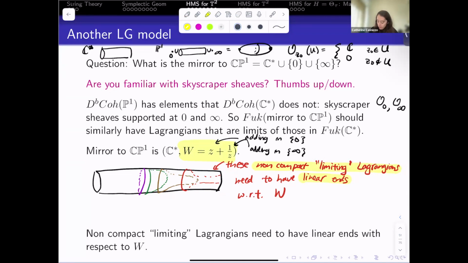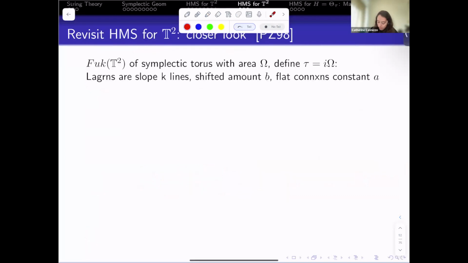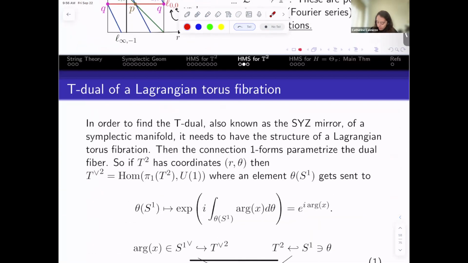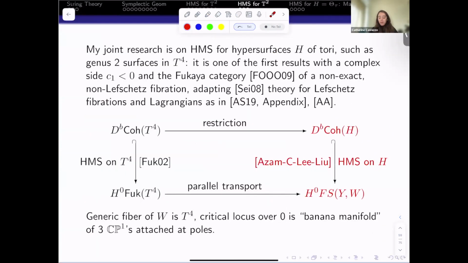Okay. So in conclusion, let me not go through this again. My work looks at hypersurfaces of tori. So we saw the T2 mirror to T2. I look at T4 and higher even dimensional tori and look at hypersurfaces in them. So it turns out that the genus 2 curve, this is the two-hole genus 2 surface, is actually a hypersurface in T4. And it's of the general type, so genus 2 has negative curvature.